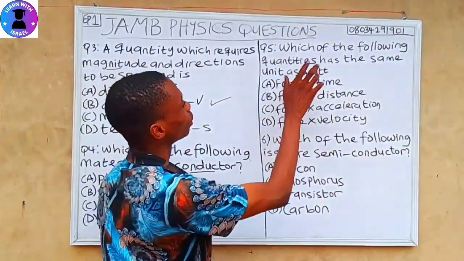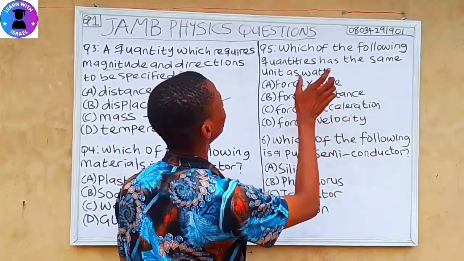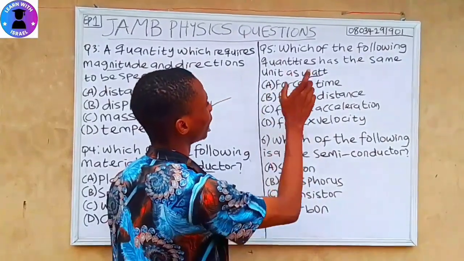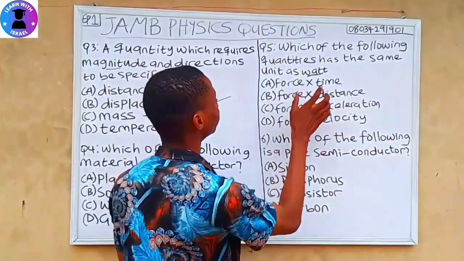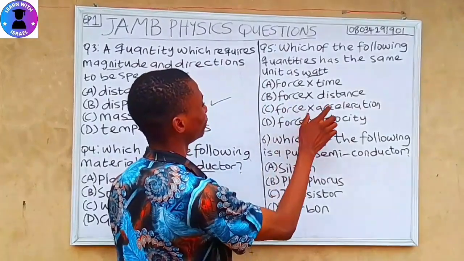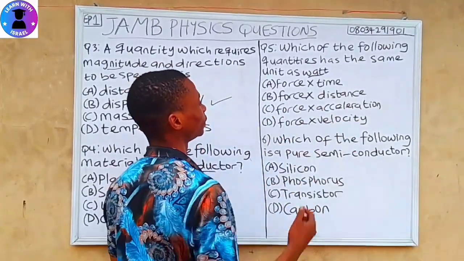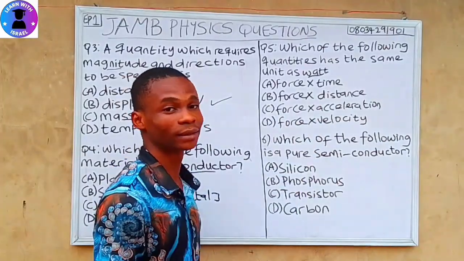Question 5. Which of the following quantities has the same unit as watt? A. Force times time, B. Force times distance, C. Force times acceleration, D. Force times velocity. Let's start from force times time.